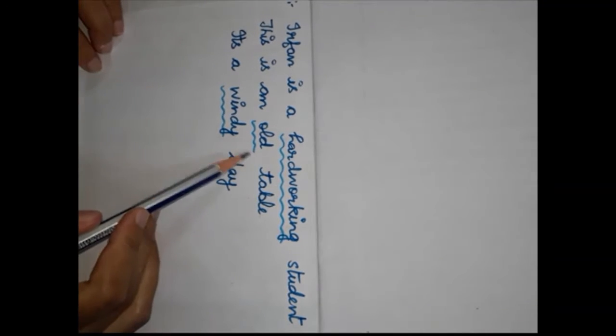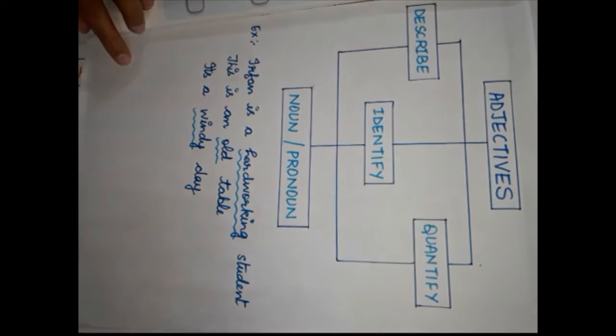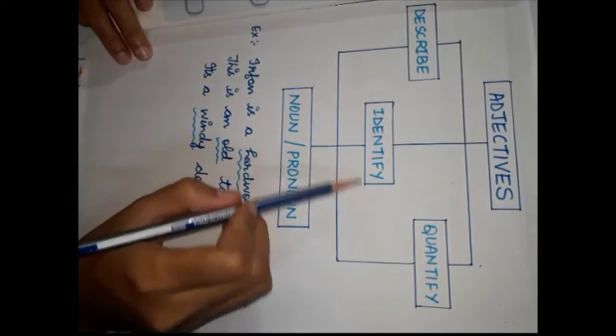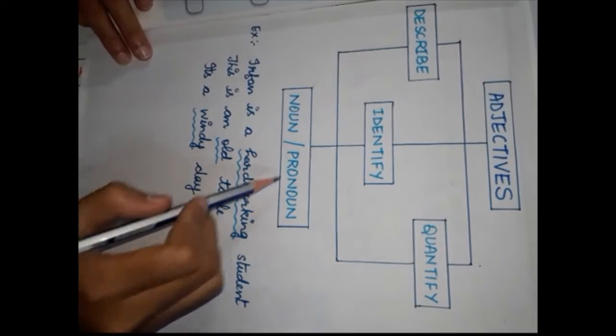Look at these sentences. Irfan is a hard-working student. This is an old table. It's a windy day. So the underlined words in these sentences are adjectives. An adjective is a word that tells us more about a noun or a pronoun, or we can say that an adjective describes, identifies and quantifies a noun or a pronoun.